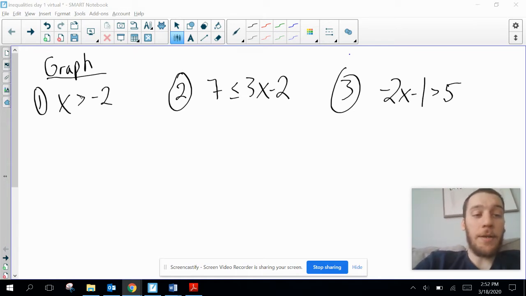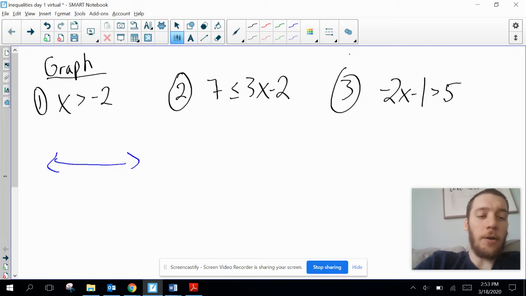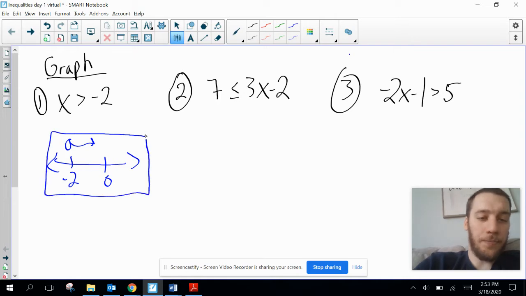This one's already done, x greater than -2. So since it's strictly greater than, that means I'm going to have an open circle. You always need to mark 0 on the graph so I know where positive and negative numbers are at. And so this is an open circle, and since it's opening towards x, that means x is larger. We're going to the right. That's the final answer right here.